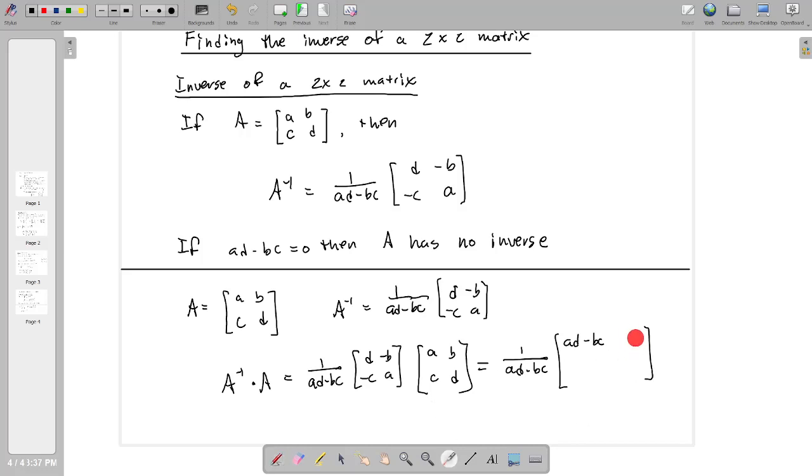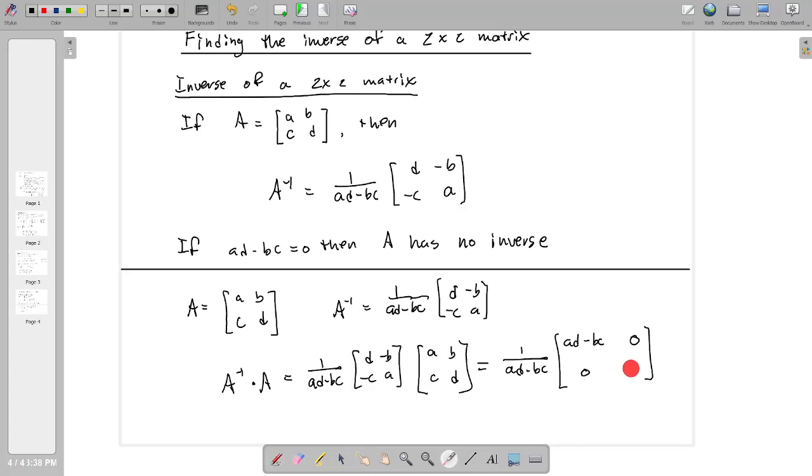In the first row, second column, that would be the first row of A inverse times the second column of A. You have D times B plus negative B times D, which is just 0. Second row, first column, negative C times A, negative AC, plus A times C. So negative AC plus AC is 0.